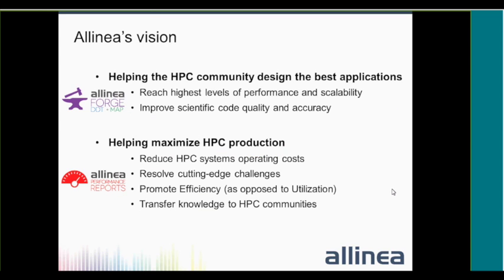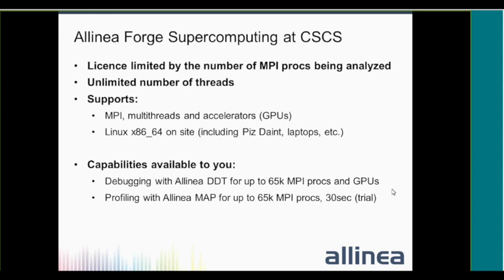And this is where we come in as a company. As a very quick reminder, we already discussed this on previous webinars. Allinea is a software provider company, and we have two different tools that we make available on the market. The first one is Allinea Forge, which includes debugging and profiling capabilities. The second one is Allinea Performance Report. The software tool we will focus on today is the one that is available at CSCS, and that is Allinea DDT.